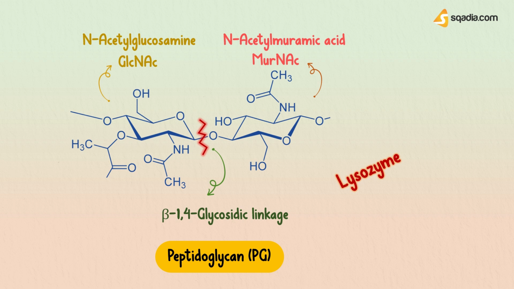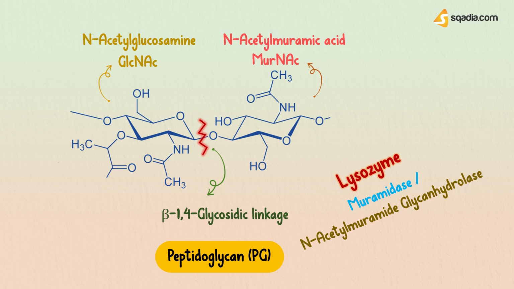Now, lysozyme, you can better guess through the name that these are the enzymes present in lysosomes. As I already mentioned, that they attack N-acetylmuramic acid and acetylglucosamine links, so you will also come across another name for these lysozymes, that is muramidase or N-acetylmuramide glycan hydrolase, because they are hydrolyzing this particular linkage.